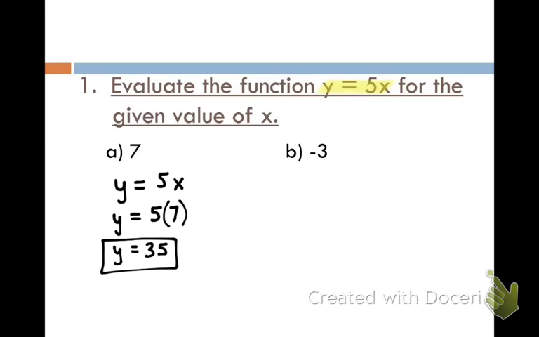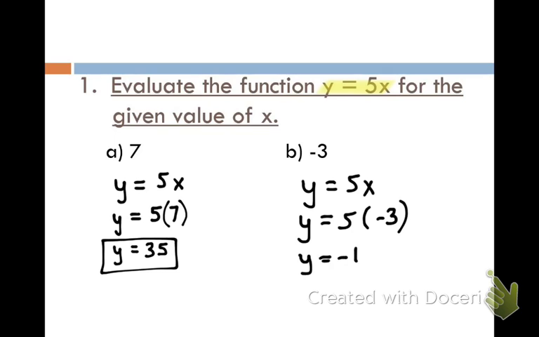Next one, we're going to use the same function once again, which is y equals 5x. What should the next part say? y equals 5 parentheses negative 3. Okay, instead of saying 5 parentheses negative 3, let's just say 5 times negative 3, okay? Anytime that I have one negative number, my answer is always going to be? A negative. Negative, okay? So what's the answer? Negative 15. y equals negative 15.